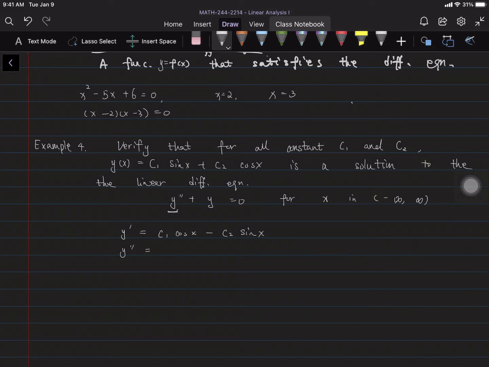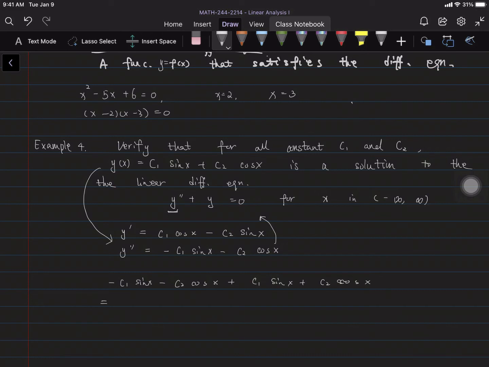of this function. So we take the derivative of the first derivative: negative C1 sin x minus C2 cosine x, right? So actually we got those from the given function. And now we plug this into the differential equation and let's see if that's true or not. Second derivative, negative C1 sin x minus C2 cosine x, plus y. So we take a look at the function y with C1 sin x, C2 cosine x, and let's simplify.